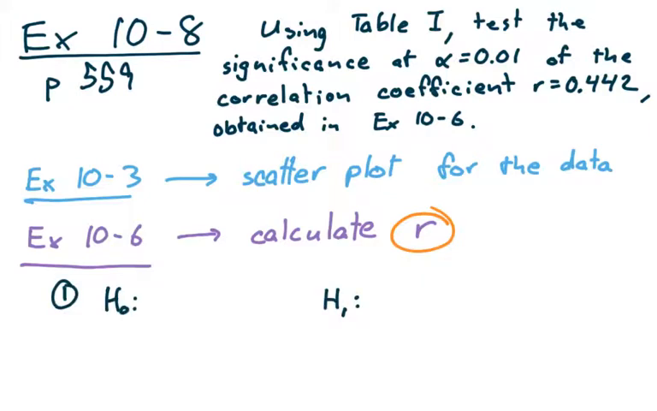Step 1, we'll state the hypotheses. Rho equals 0, that's the null hypothesis. Rho is not equal to 0, that's the alternative hypothesis. Whenever we are going to use table I, the critical values for R itself, we always are going to be doing a two-tailed test. So make sure your alternative hypothesis is always not equals, not one of the single-tailed options.